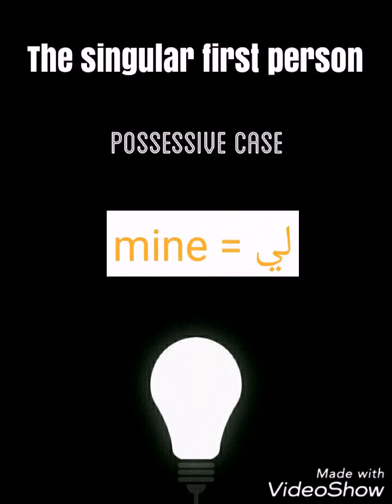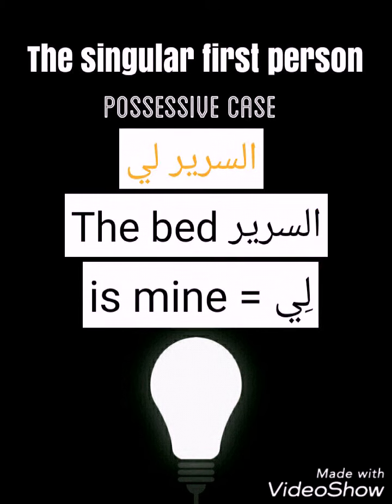Then لي, as for example السرير لي. In case of using لي, you have to add alif lam to the word.